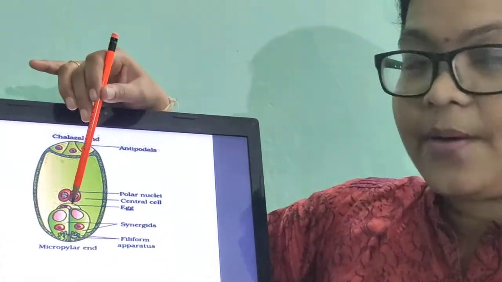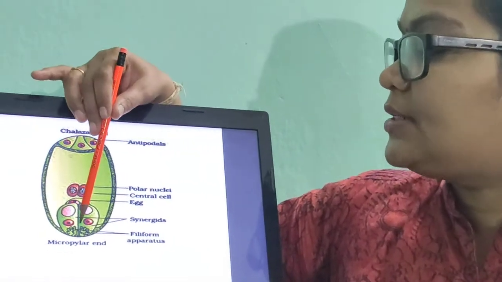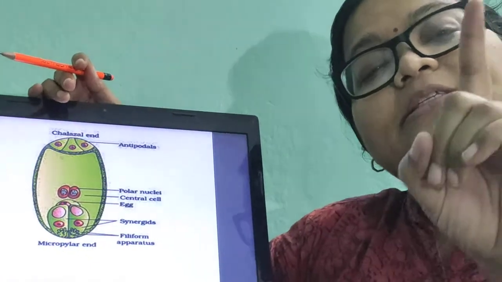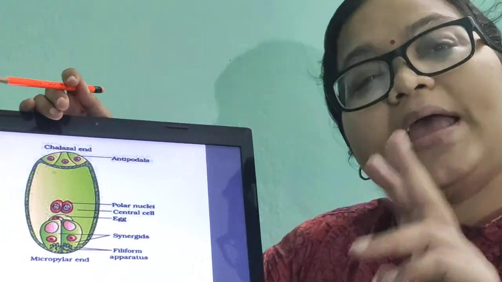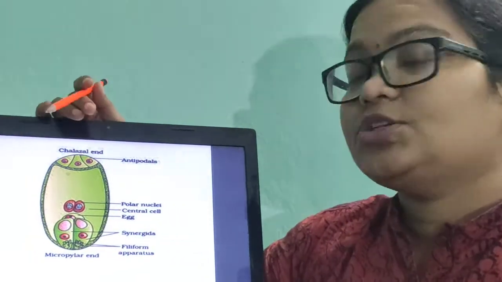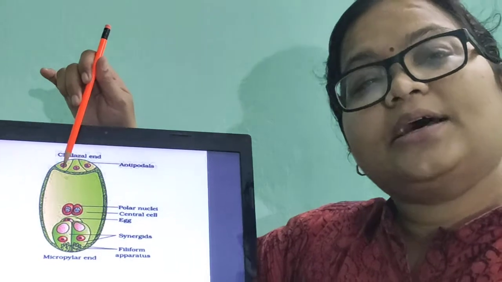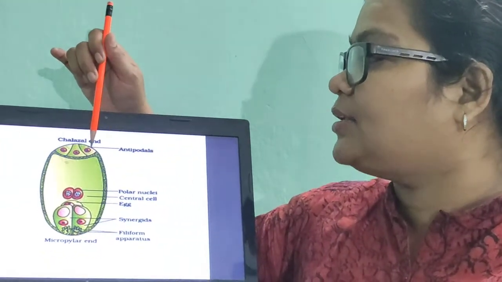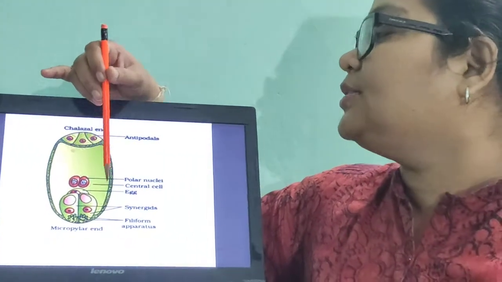These are three haploid cells at the micropylar end, and these three together constitute the egg apparatus. Remember, egg means the single female gamete or single haploid cell. Egg apparatus means three cells together, that is two synergids and one egg cell, and the antipodals are three cells. So in total, three cells at the chalazal end, three cells at the micropylar end, and the central cell.